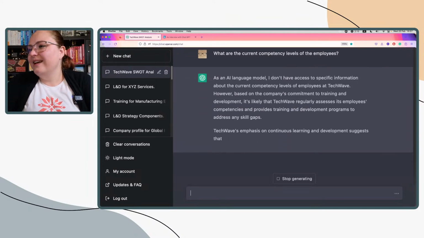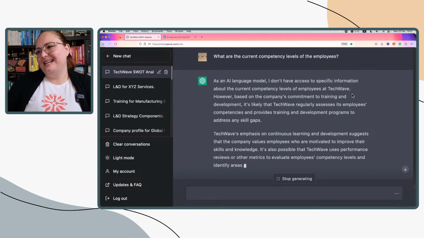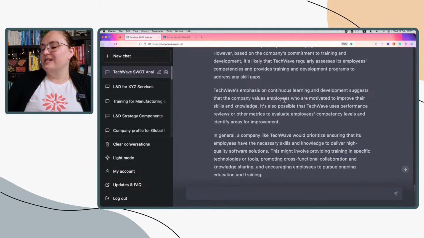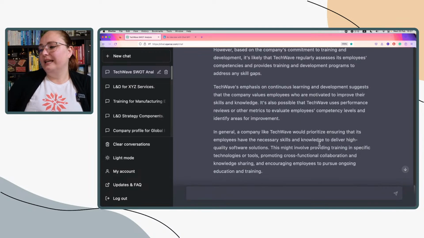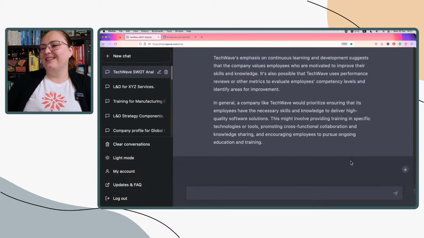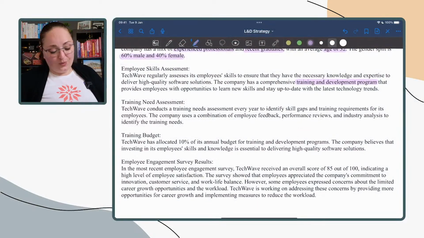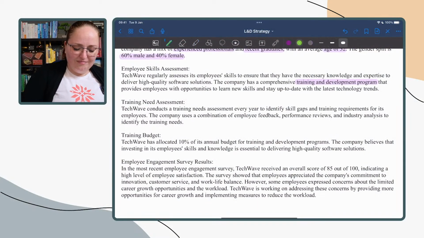As an AI language model, I don't have access to specific information about the current competency level of employees at Techwave. However, based on the company's commitment to training and development, it's likely that they regularly assess their employees' competencies to provide training and development. There is an emphasis on continuous learning. In general, a company like Techwave would prioritize ensuring its employees have the necessary skills and knowledge to deliver high-quality software solutions. This might involve providing training in specific technology. Okay, it's not going to tell us, so I guess we'll just have to make it up as we go. So, bit of a question mark here, definitely.